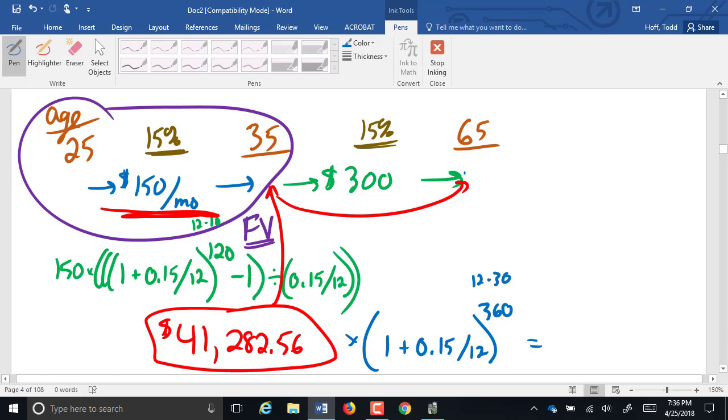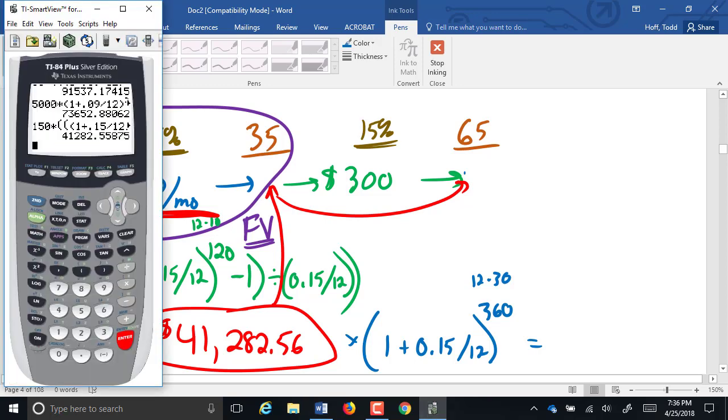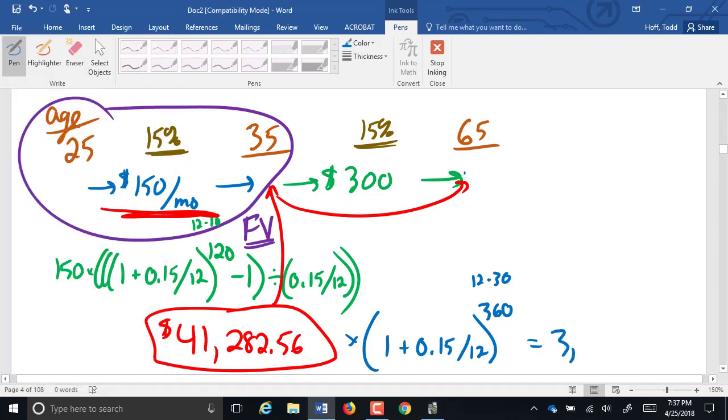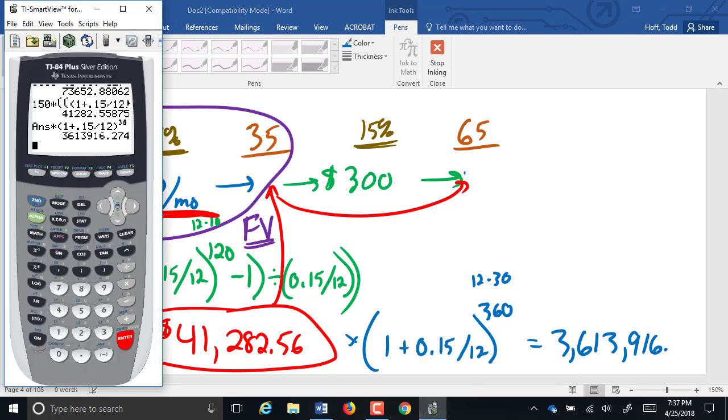So whatever that first set was, we take that final amount, that ending balance, and we just compound the interest for the rest of the term. So we're going to take that times (1 plus 0.15 divided by 12) to the power of 360. So that's 3,613,916.27.